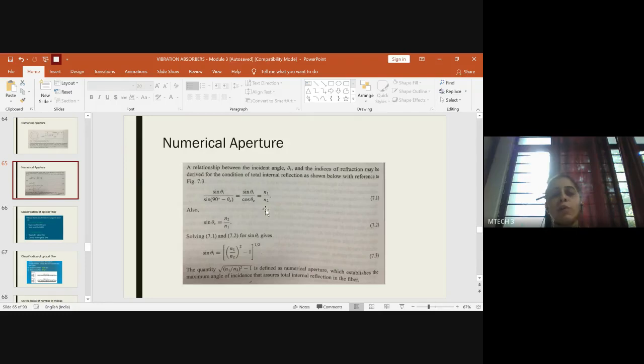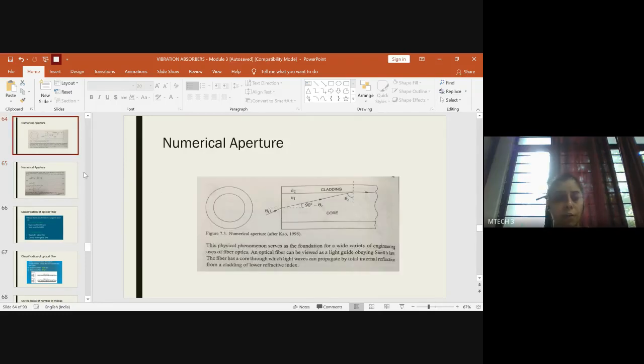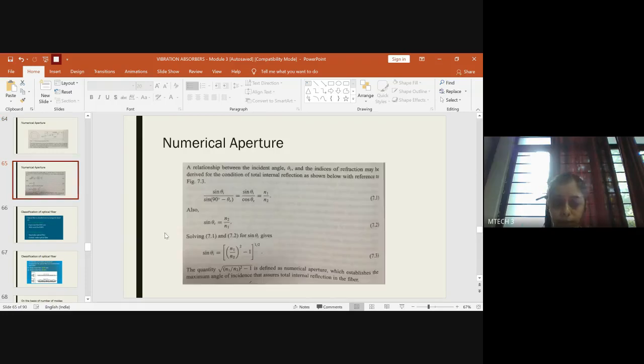So this is the equation that we write with respect to the diagram over here. Apart from that, from Snell's law, sine theta c is equal to n2 upon n1, because it is always proportional to the refractive index of the lower medium upon the denser medium. So the lower medium here will be the cladding and the denser medium will be the core. So this is from Snell's law.